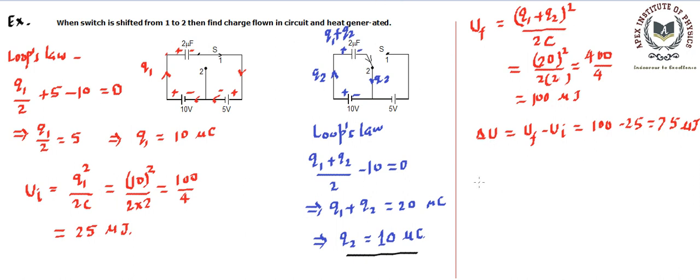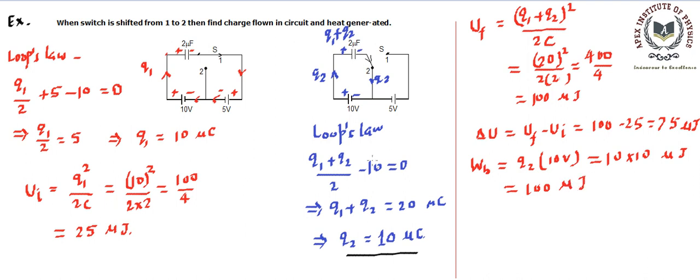Along with this, we need to find the work done by the battery in this particular process. The work done by the battery is the charge supplied by the battery, which is Q2, times the EMF of the battery through which it has been supplied, which is 10 volt. Now Q2 we have calculated was 10, so it's going to be 10 into 10. The unit will again be microjoule, because we are placing the charge in microcoulomb. So that's going to be 100 microjoule.